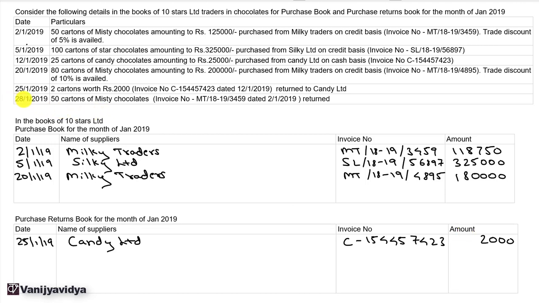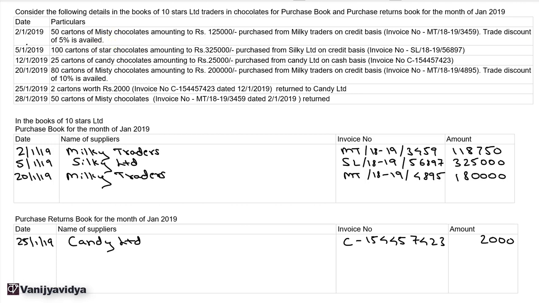Next, 20th Jan 2019, 50 cartons of Misty chocolates, invoice number MT18193459 dated 2nd Jan 2019, returned. So 2nd Jan 2019, 50 cartons of Misty chocolates amounting to rupees 1,25,000 purchased from Milky Traders on credit basis. This is the invoice number. So this invoice number matches with our last transaction and trade discount of 5% is availed.